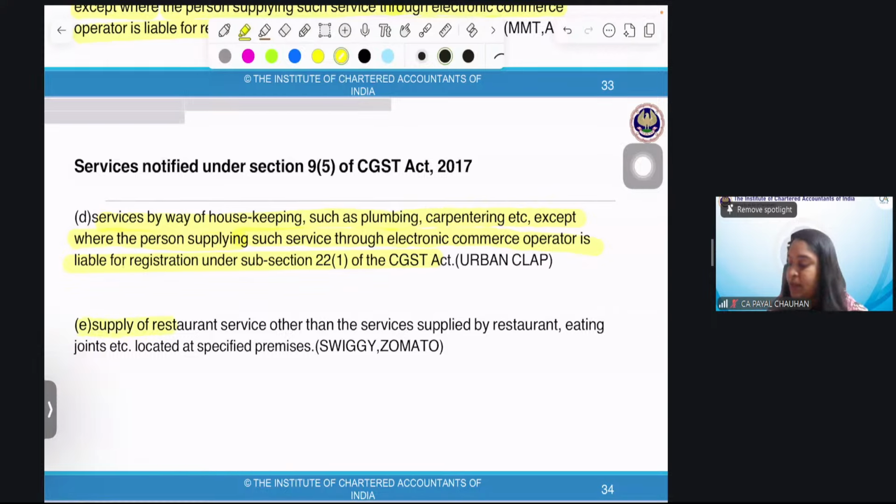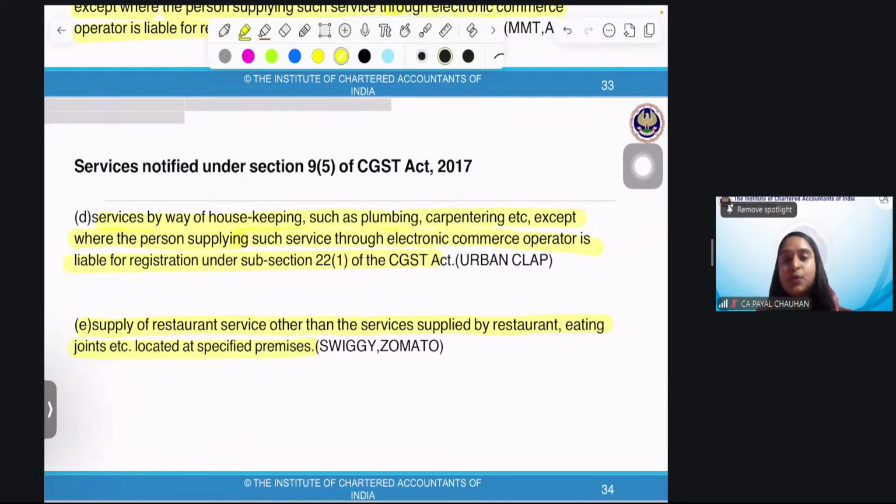Now, supply of restaurant service other than service supplied by restaurant eating joint located at a specified premises. The same point: if I own a cloud kitchen and I'm supplying the food through Swiggy or Zomato, then yes, Swiggy and Zomato, then TCS provision are not applicable.